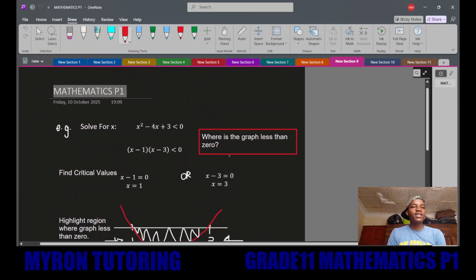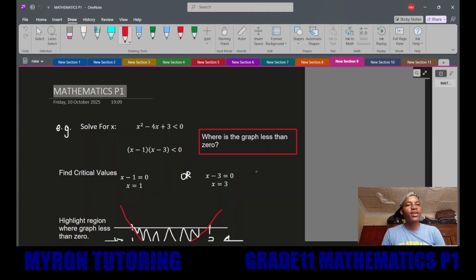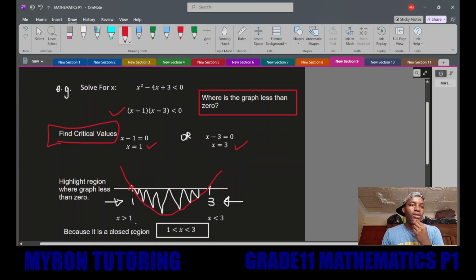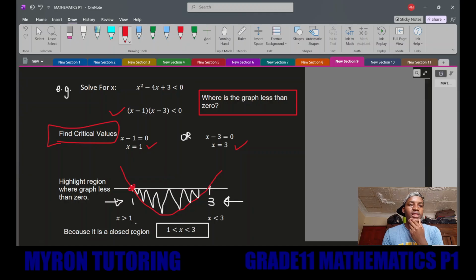More quadratic inequalities. Now we are asked for where it is less than 0, because we have x squared minus 4x plus 3 is less than 0, and we are asked to solve for x. So the first step is obviously to factorize. Factors will give us what we call critical values. These are the values where y is equal to 0. These are the x-intercepts right there.